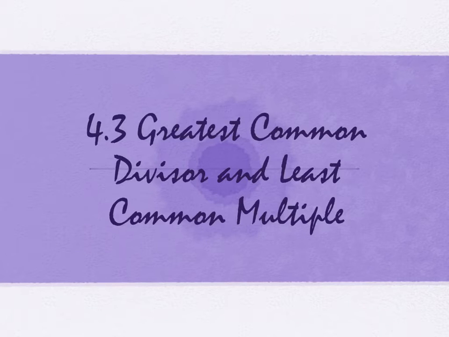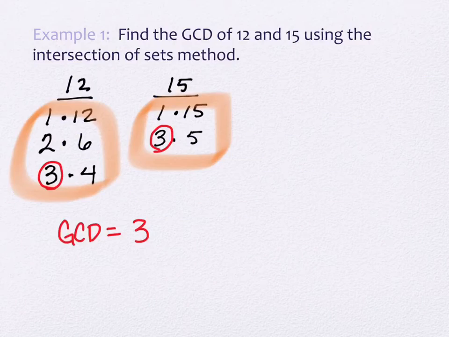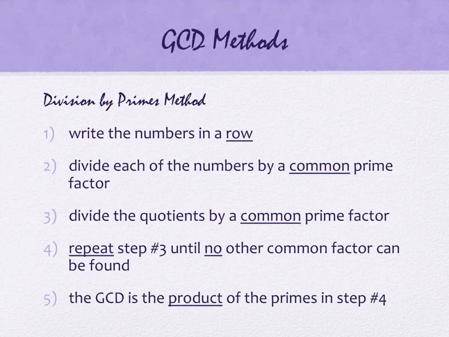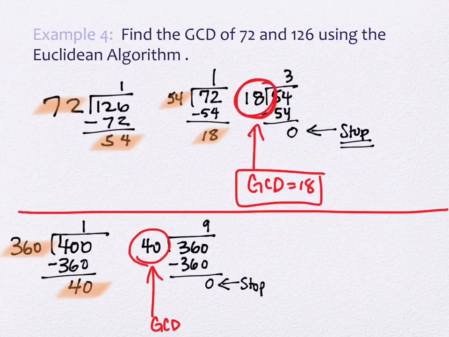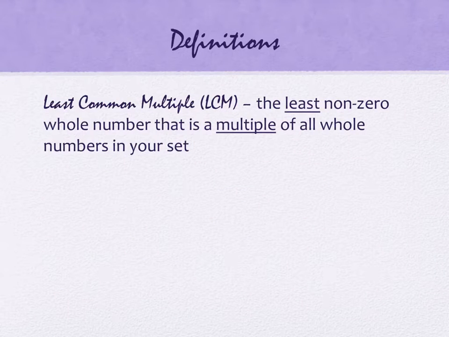Today we're going to extend this to the last part, which is to find least common multiples. And several of the least common multiples kind of feel a lot like the other ones, and you'll notice them when they happen. So to start with, a least common multiple is the least non-zero whole number that is a multiple of all whole numbers in your set.